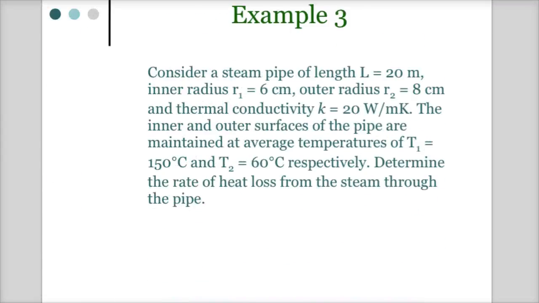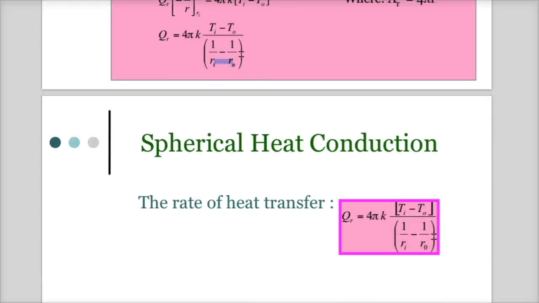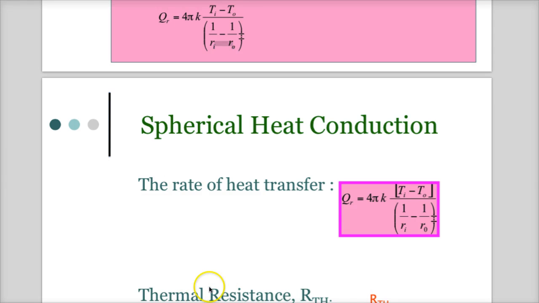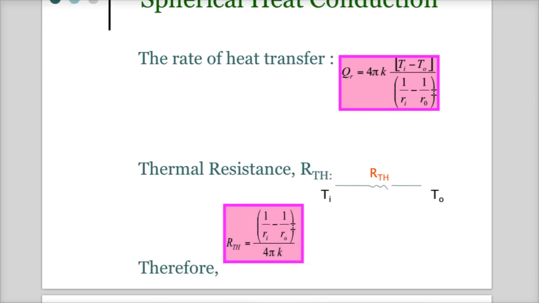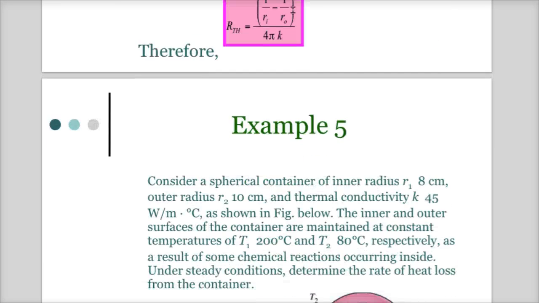And then the last one is for the sphere. For the sphere it is also the same. R is 1 over R1 minus 1 over R naught, over 4 pi k. Alright, so there you are. It's easy to determine R.